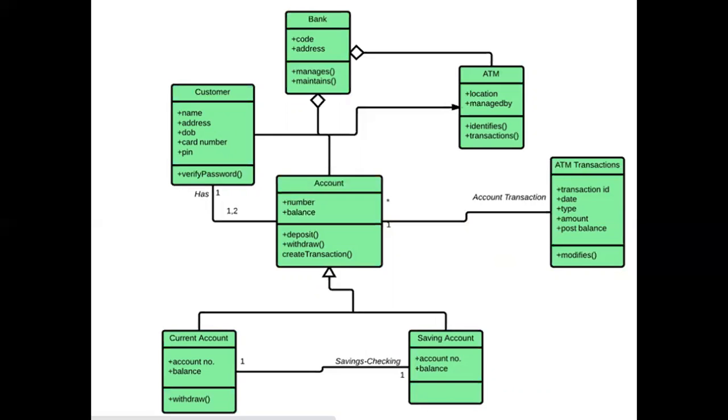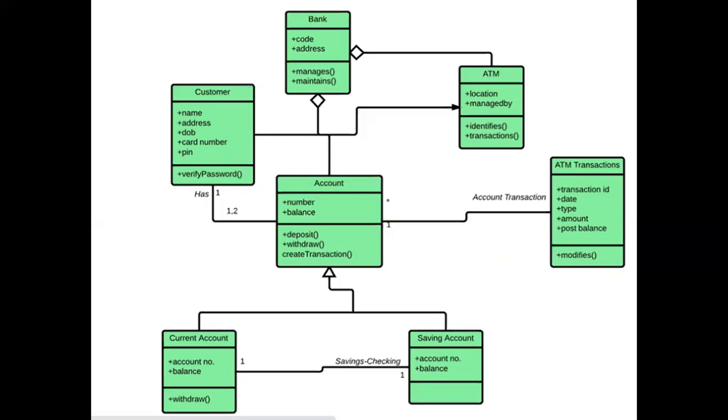There are also ATM transactions, and the ATM is different. So the main elements in the bank are: first, bank details; second, customer; third, account; fourth, ATM; and fifth, ATM transactions.